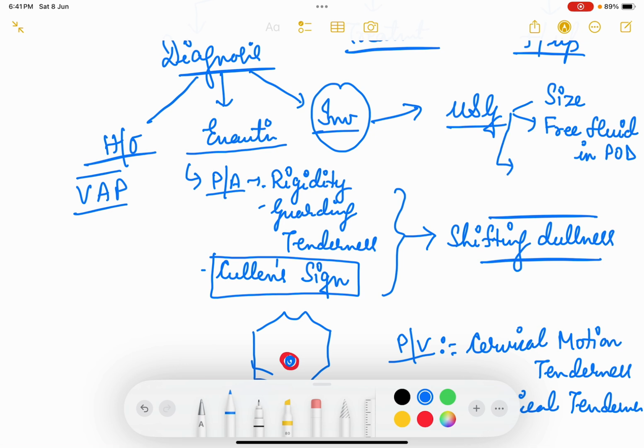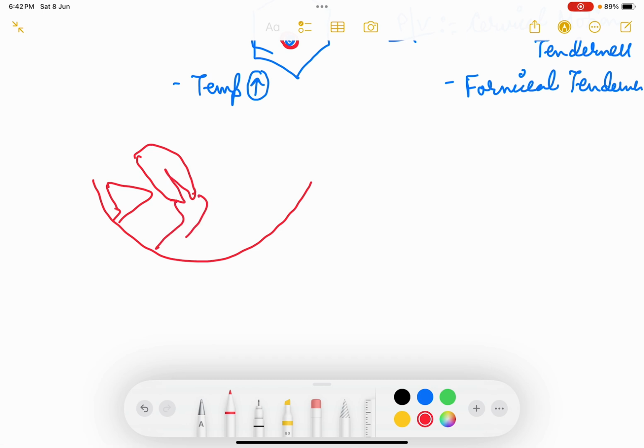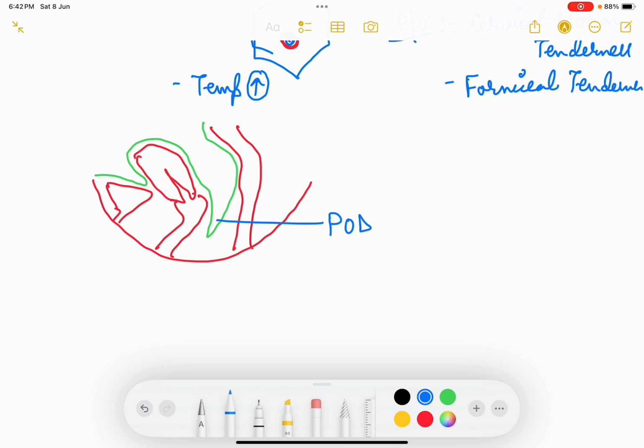Apart from that, you can get a culdocentesis done. Now what is culdocentesis? Very important. You know that the most dependent portion, if I take a sagittal view, this is your bladder, this is the uterus, and then you have the rectum coming. The peritoneum gets reflected in such a manner that in the posterior part it is the deepest. So this is the pouch of Douglas, the deepest portion of the abdominal cavity. When there is hemoperitoneum, the fluid, blood, will be collected in this pouch of Douglas.